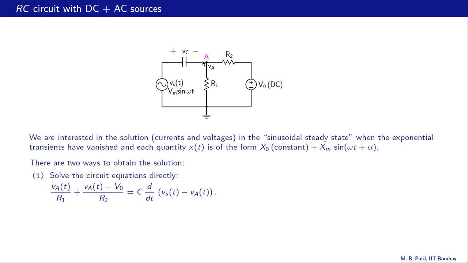And what is that current given by? It is given by C dVc dt. What is Vc? Vc is Vs with respect to this ground, Vs minus Va. So C d dt of Vs minus Va. So that is the equation that we get. That's one way of doing it. And of course, we can imagine that it's not easy to solve this equation. So therefore, there is a second way which we might find much easier, and that is to use the DC circuit plus AC circuit approach. And we will see what this is in the next slides.